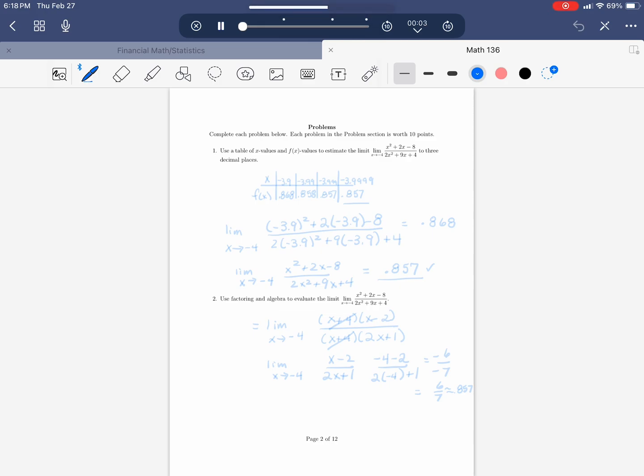Hey everyone, we're going to go over the midterm practice exam, and I'm going to do each one of the problems with you quickly. Let's start with problem number 1. Use a table of x values and f of x values to estimate the limit. It gives you the limit as x approaches -4 for this function to 3 decimal places. So we're going to use a table for this.